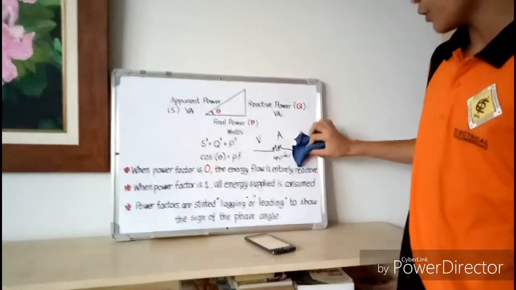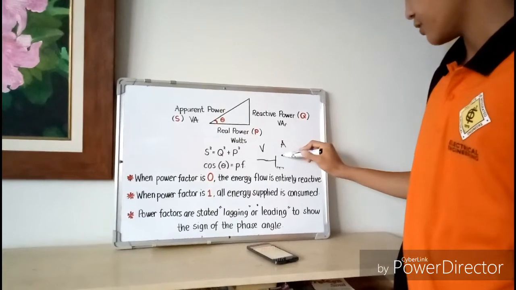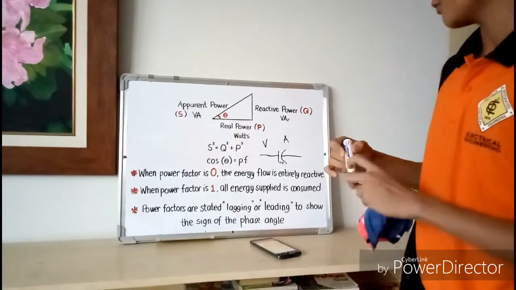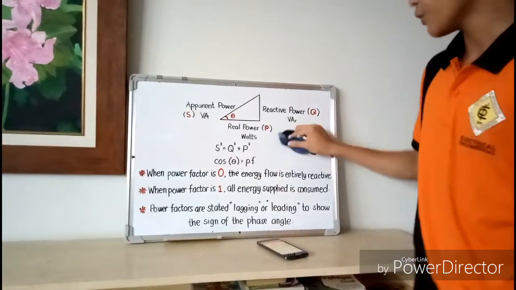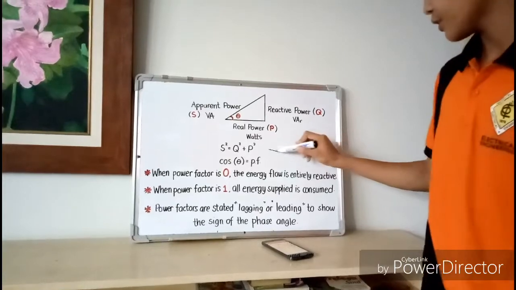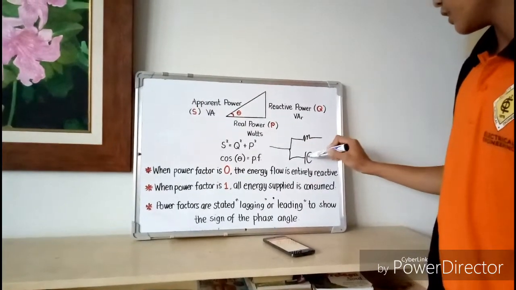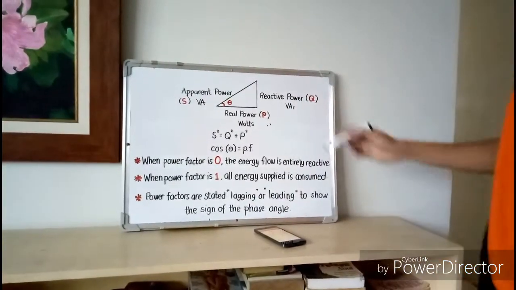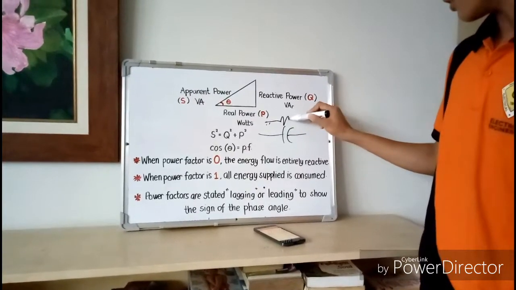While the reactive power uses a capacitor. That's the difference between watts and volt-ampere. While the apparent power is both the resistor and the capacitor. So in reactive power, it can either be a capacitor or an inductor.